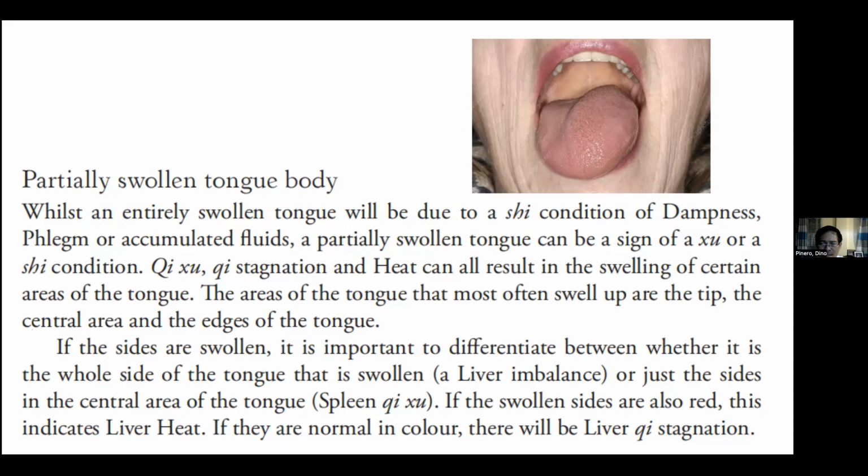If the swollen sides are also red, this indicates liver heat. So, swelling plus reddish coloration indicates liver heat. If they are normal in color, there will be a liver qi stagnation. So let us remember: swelling on the liver area, the sides of the tongue, if reddish in color, is liver heat. But if it swells with a normal color, this would indicate the presence of liver qi stagnation.